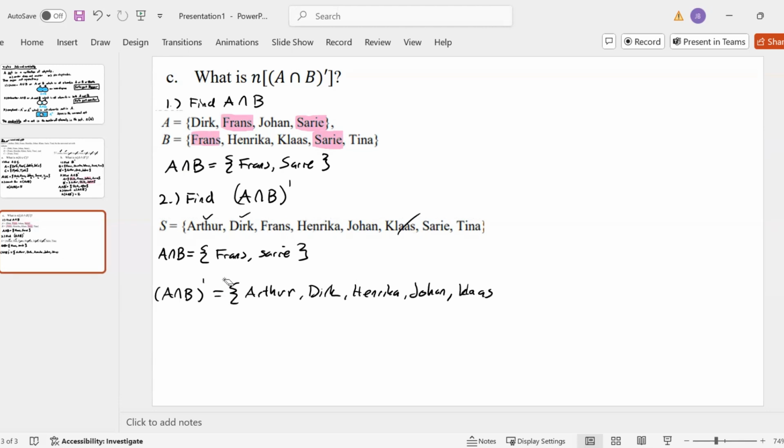Sorry, whoops, let me put check marks on these. So Franz was not okay, Henrika was, Johann was, Claus was. But Sorry is not okay because we already have it in our other set, and then Tina is okay. And there we go. So now we have the complement, and then step 4 or 3 is to count.